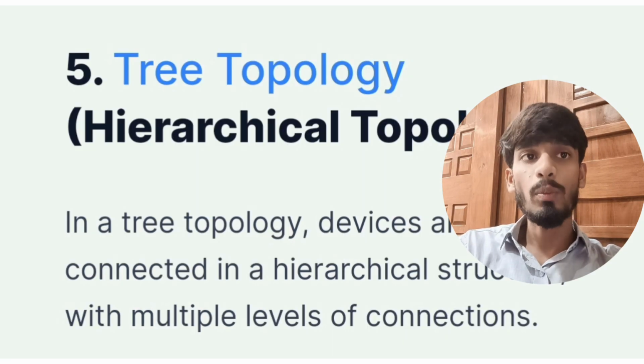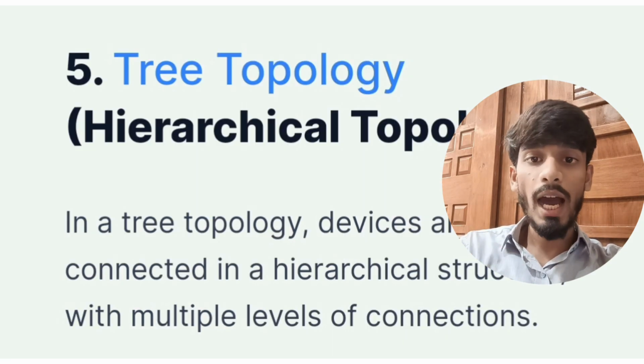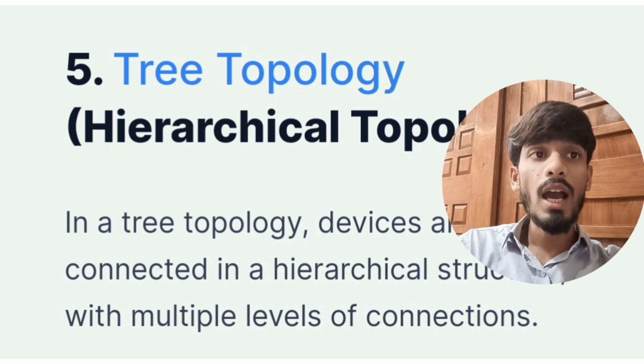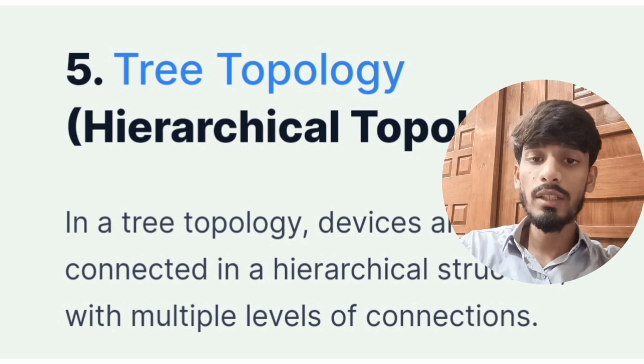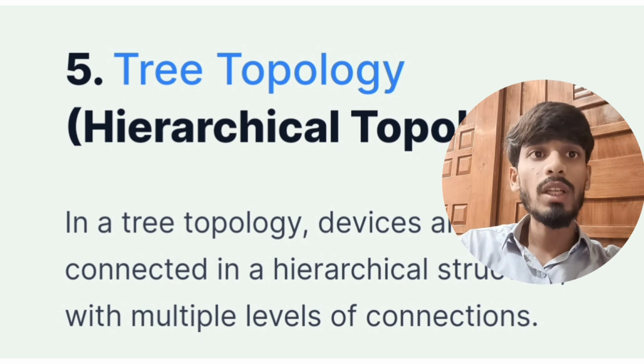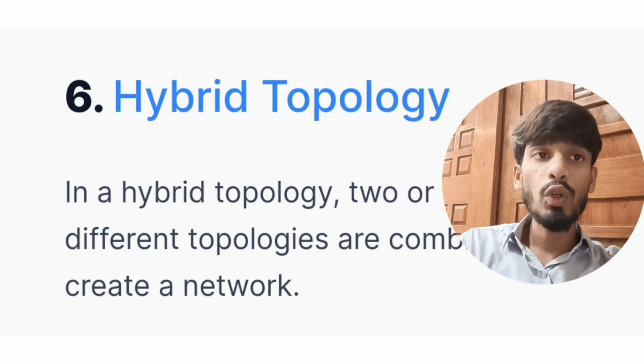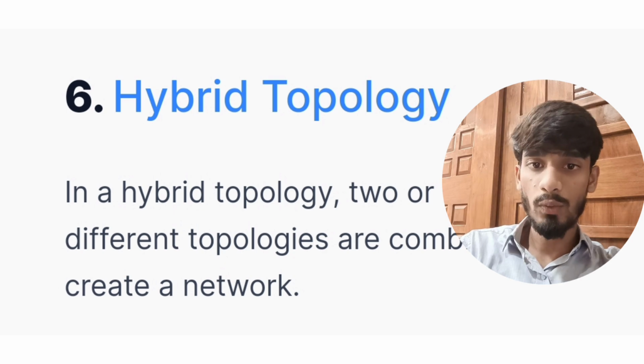Next is tree topology. We also call it hierarchical topology. In tree topology, devices are connected in a hierarchical structure with multiple levels of connections. Next is hybrid topology. In hybrid topology, two or more different topologies are combined to create a network.